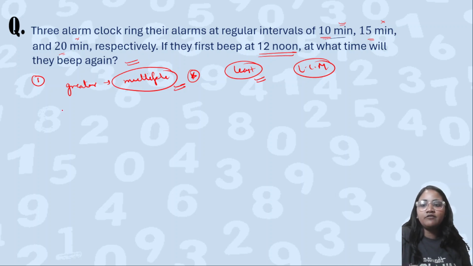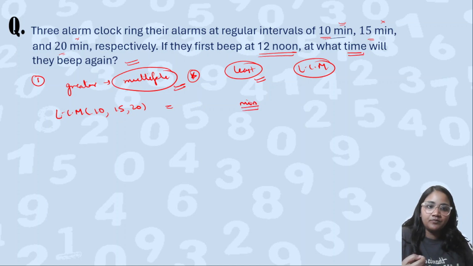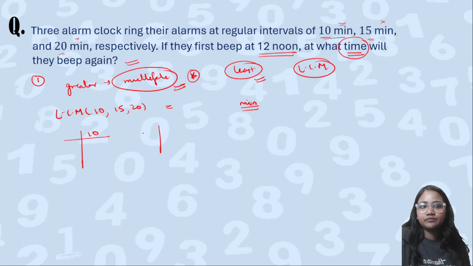So now let's find the LCM of 10, 15 and 20 minutes. If we find the LCM of 10, 15 and 20, the LCM will give us minutes. In the question it is asked for time, so we need to calculate the time. Okay, so let's find the LCM of 10, 15 and 20.